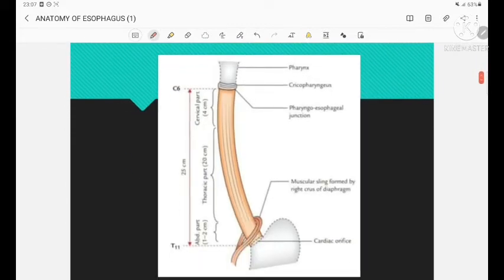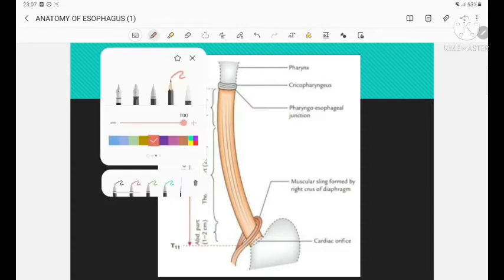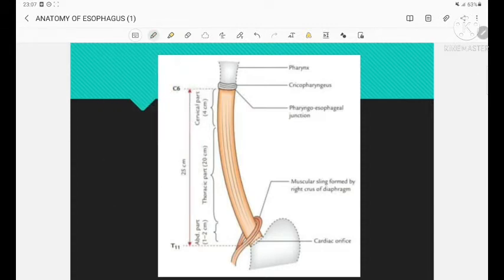So here is a picture of esophagus. The esophagus is divided into three parts: the cervical part, the thoracic part and the abdominal part. The cervical part is the upper 4 cm, thoracic part 20 cm and abdominal part 1 to 2 cm. And as we have already seen, it extends from the lower border of C6 to T11.